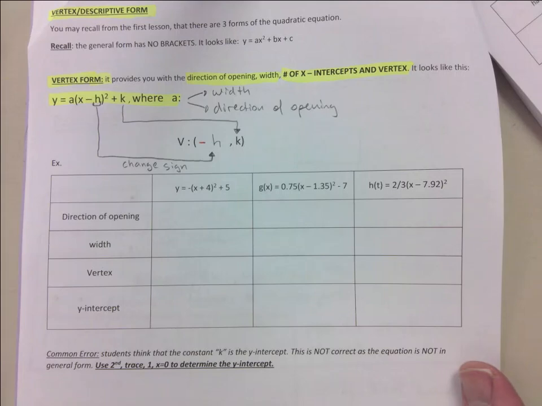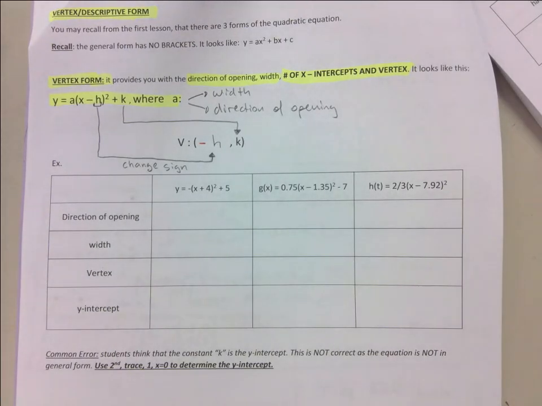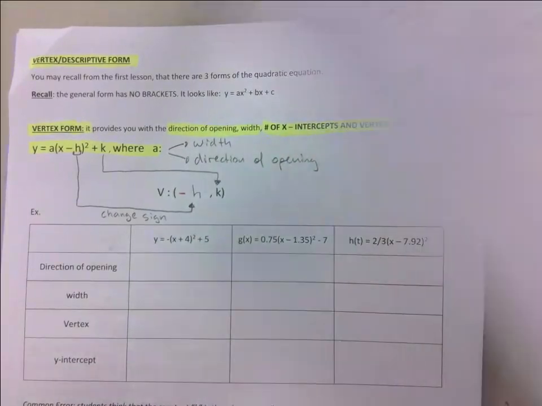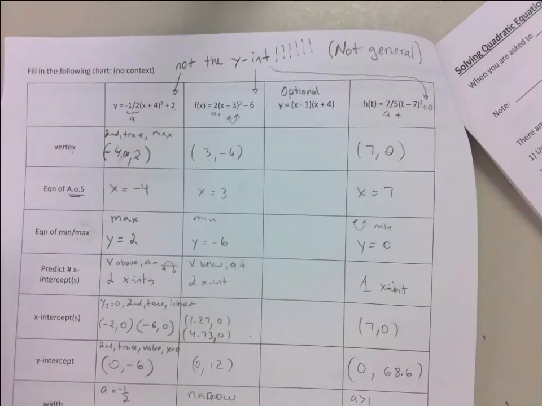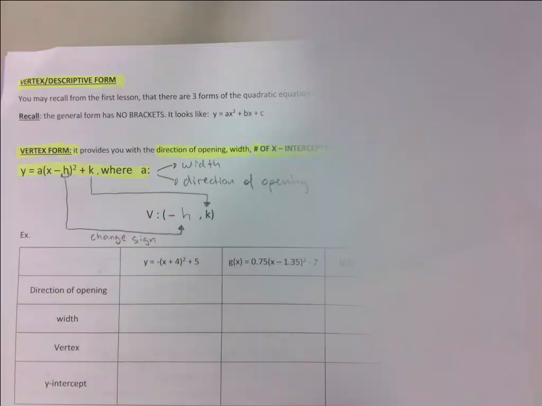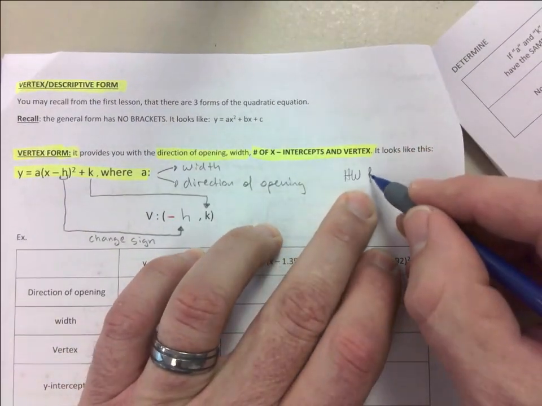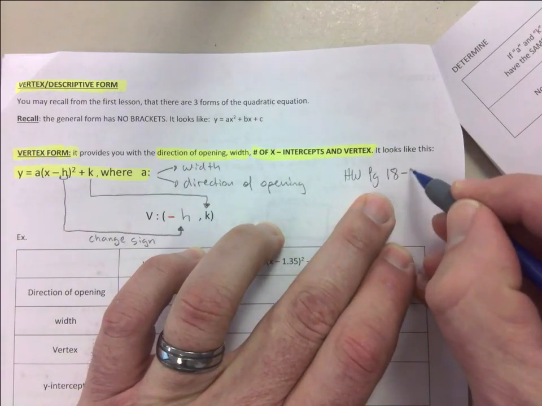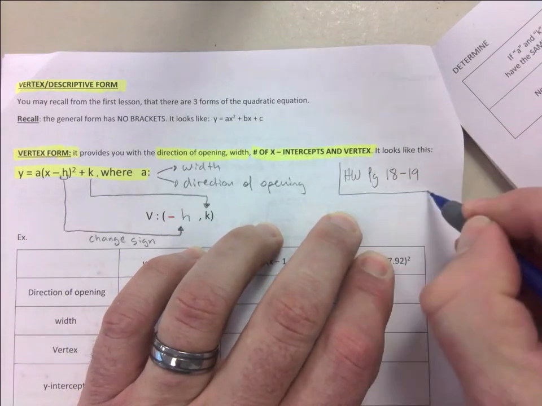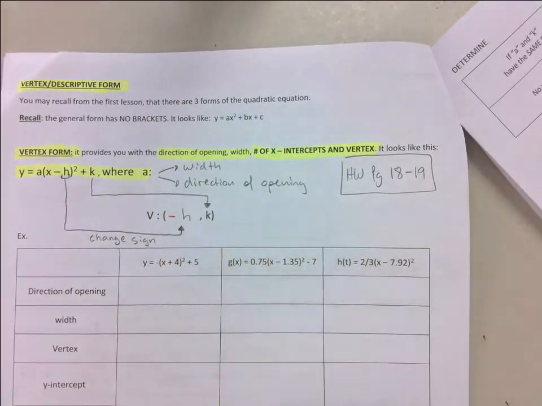The bell is going to ring any second now. So I'm just going to say this for your homework: pages 18 and 19, okay? You can do that without this lesson. To be continued.